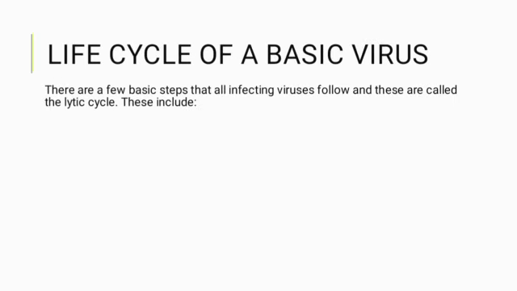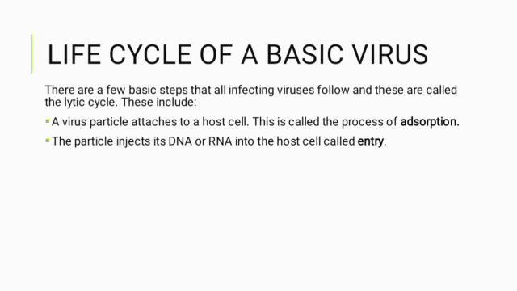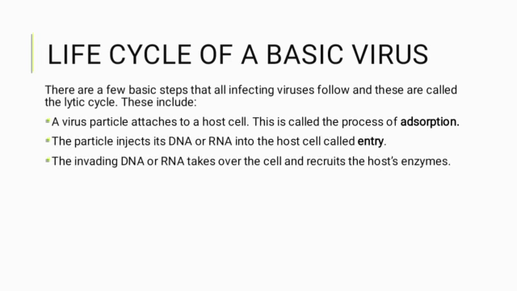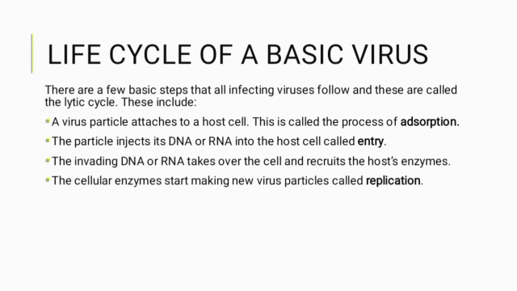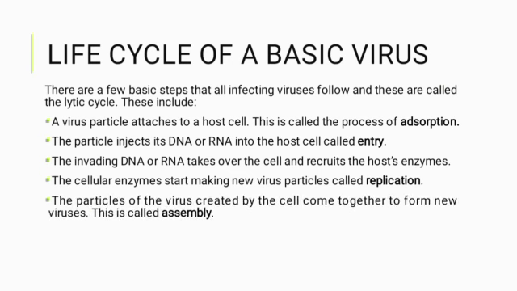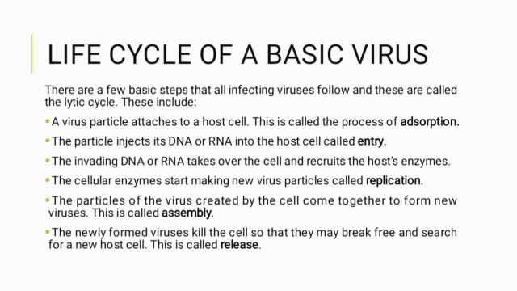The life cycle of a basic virus will include that the virus will first of all attach itself to a host cell, then it injects its DNA or RNA, then invades the DNA or RNA of the host cell and forces them to make proteins for it. And that is what they call replication. And the particles of the virus created by the cell come together to form new viruses, like an assembly of new viruses, and these new assemblies attack other cells within the host until they overcome.